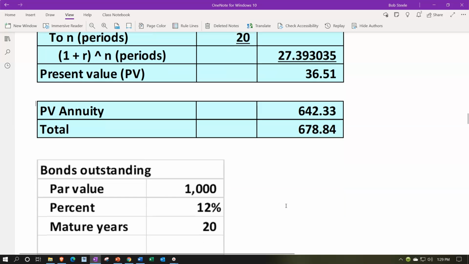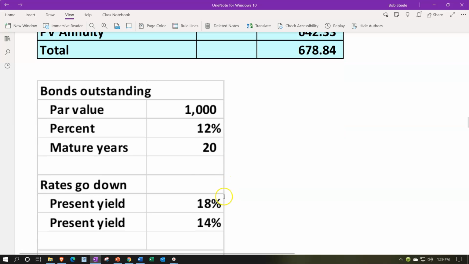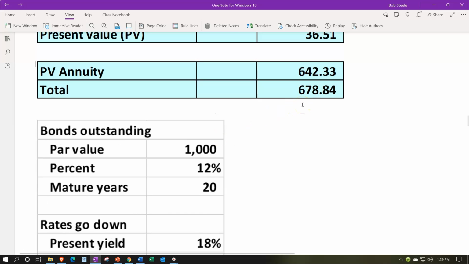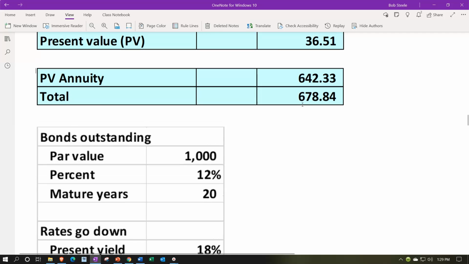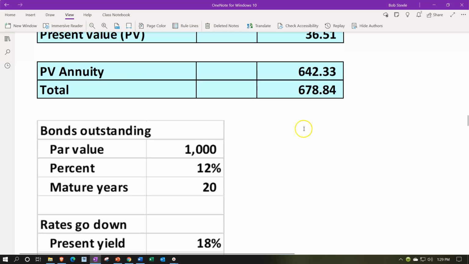678.84. That price is what we would expect to pay, or be willing to pay, for these bonds, less than, of course, the par value of the bond, due to the fact that the market rate we're assuming is greater than the rate on the bond. So we're saying, hey, we'll pay for those bonds if you sell them to us for 678.84. And that rate we got up top too, 679, about the same calculation.